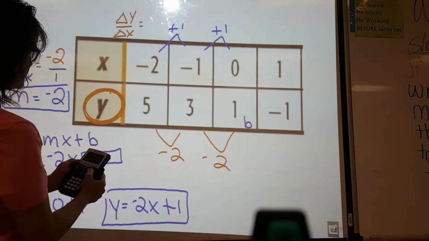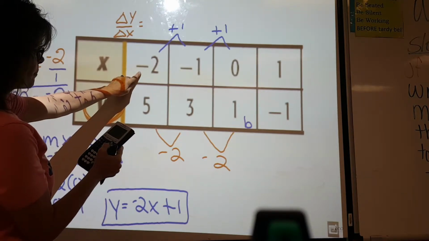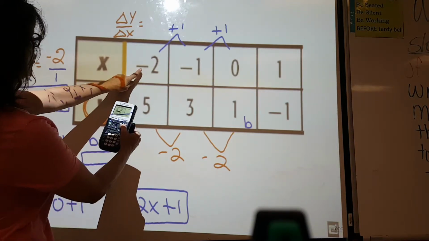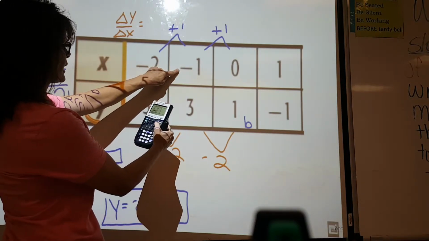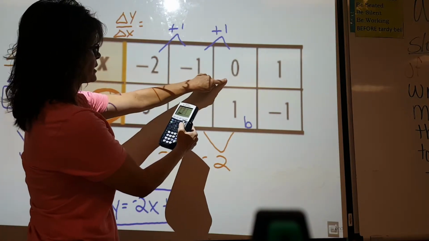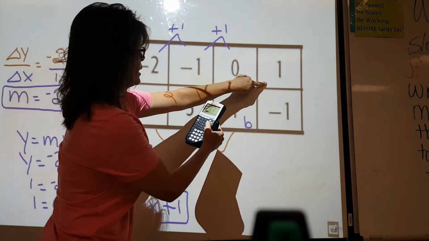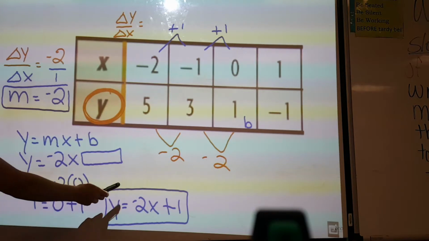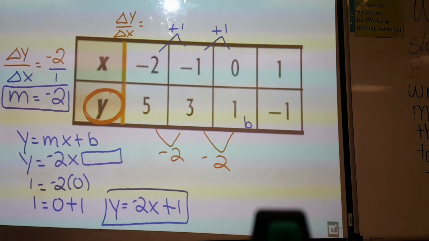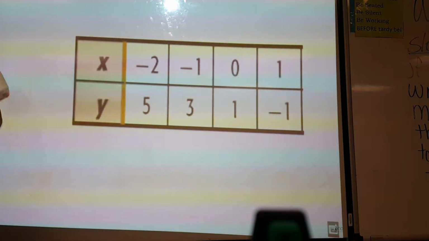Go to my table. On my notes here on my table, when x is -2, y is 5. When x is -1, y is 3. When x is 0, y is 1. When x is 1, y is -1. So I am correct. This is my formula. We're going to go ahead and do one more.